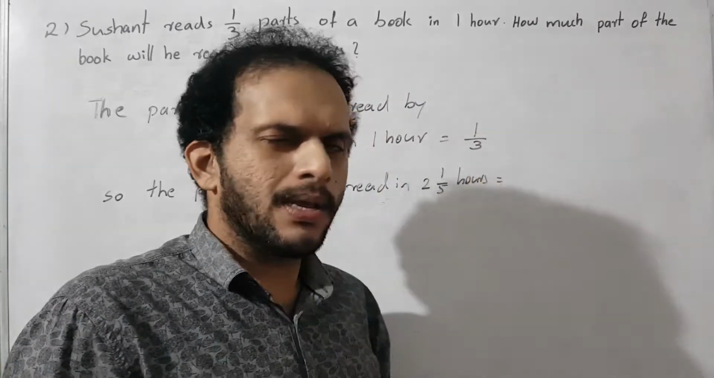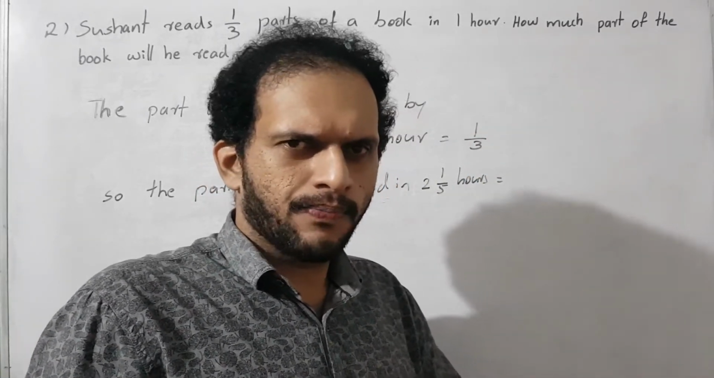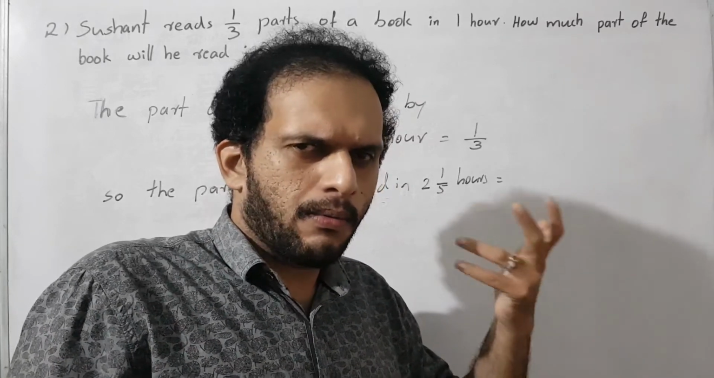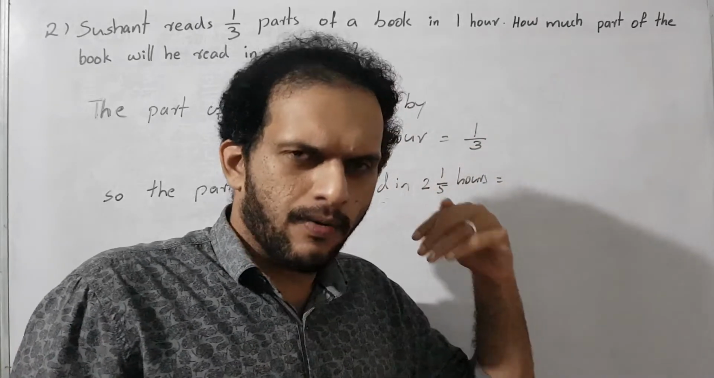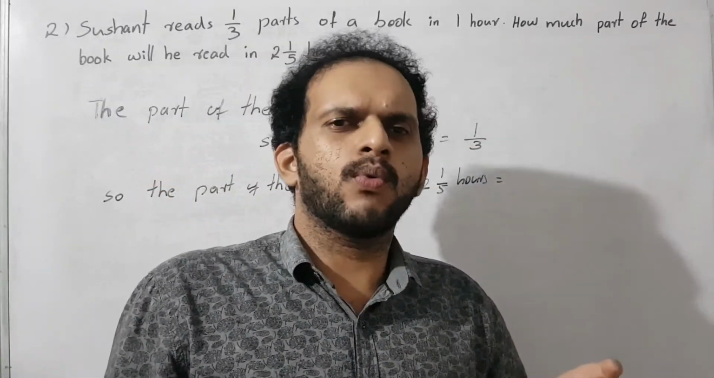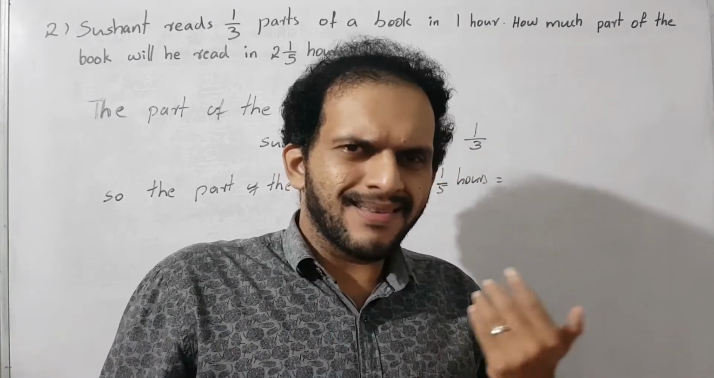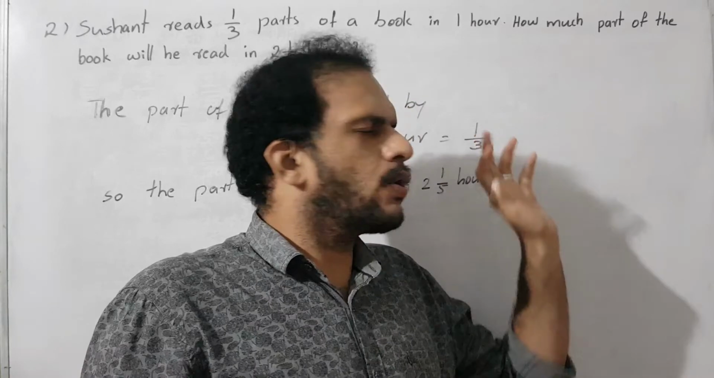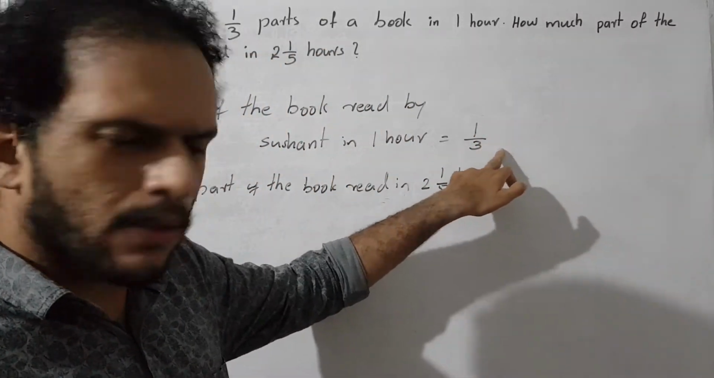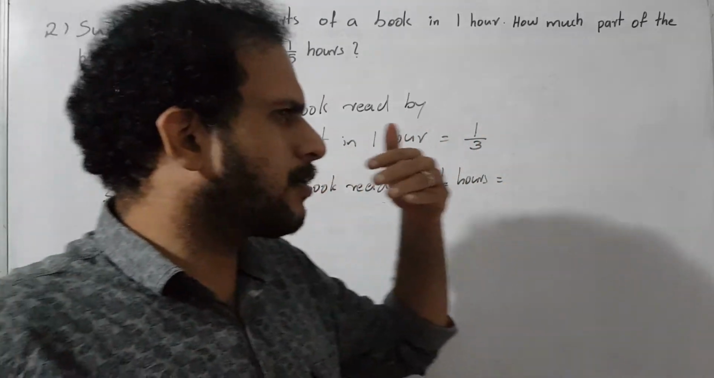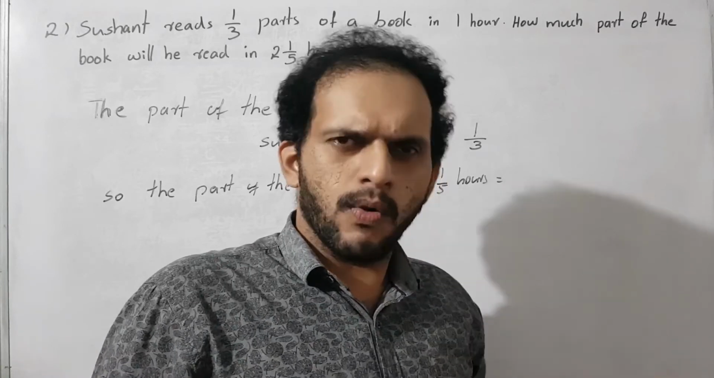How do we find the part of the book read in 2 hours? It's 1 hour 1/3. Then how to find 2 hours? That is 2 into 1/3. Correct? How do we find the part of the book read in 3 hours? ഒരു മണിക്കൂറിൽ 1/3 പാർട്ടാണ് വായിക്കുന്നതെങ്കിൽ 3 മണിക്കൂർ കഴിയുമ്പോൾ എത്ര ഭാഗം വായിക്കുമെന്ന് കണ്ടുപിടിക്കാൻ നമ്മൾ എന്ത് ചെയ്താൽ മതി? Just multiply 3 into 1/3. Correct? In an hour he covers 1/3 part. So after 3 hours how much part will he cover?